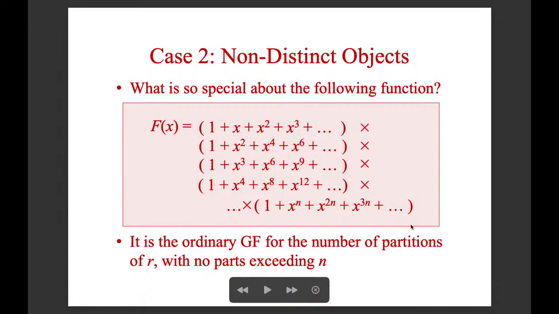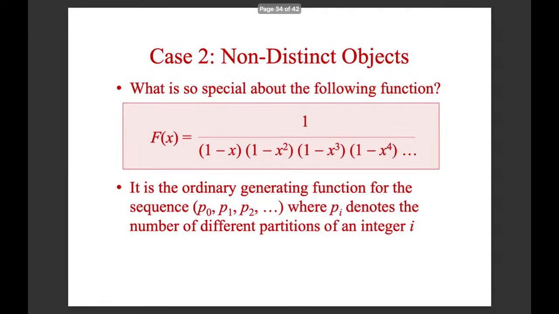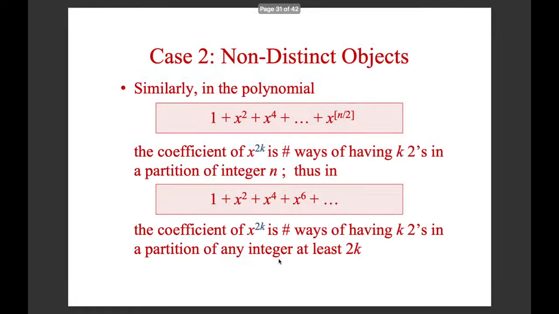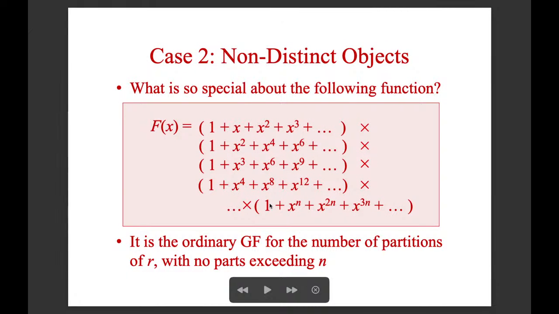So here, this is the last polynomial that we are seeing. In that case, this limits the size of each part, so a particular part cannot exceed n. Now, if I want to do something even more general, where we don't have any restriction, and I want to find out how many ways we can partition a certain number r with no restriction on the size of each part, then the corresponding generating function will be what? The corresponding generating function will instead not just multiply up to 1 plus x^n plus x^2n.